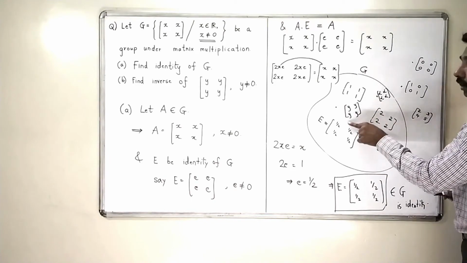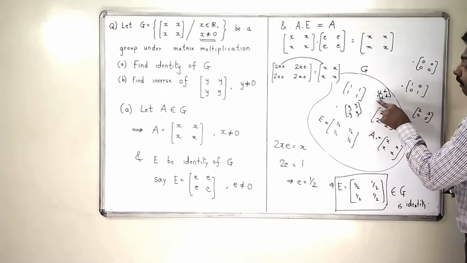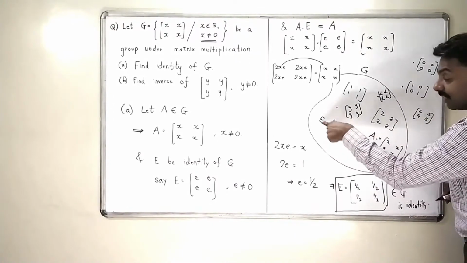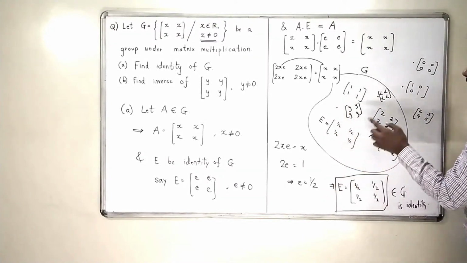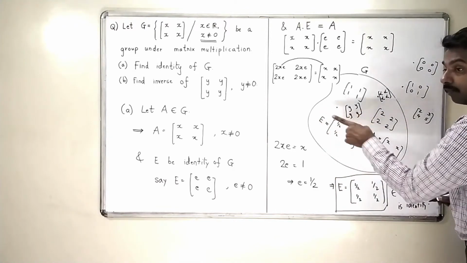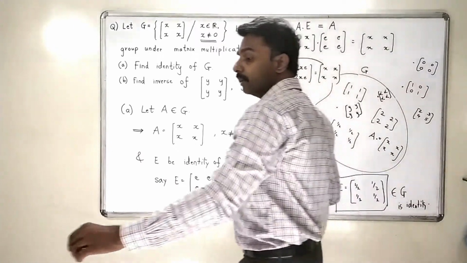If this is the inverse of this matrix, it means if I multiply both of them, I will get the identity matrix, I will get E, right? Because this is the definition of inverse. This element multiplied by its inverse will give you the identity of the group. So who is given to us now?